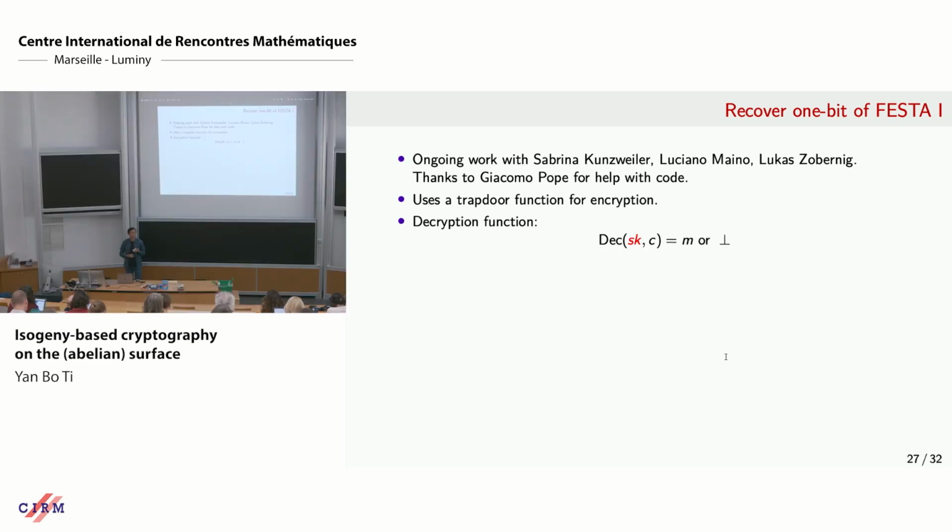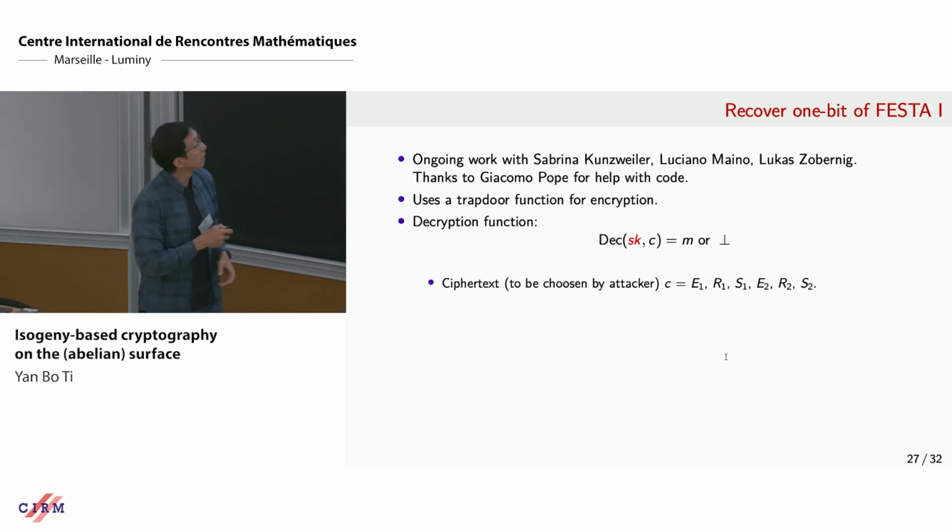The decryption function actually looks like this. You put in your secret key, you take your ciphertext, and you either output the message or you output a failed statement, okay? The ciphertext can be chosen by the attacker, because the attacker provides this ciphertext to some decryption oracle, right? So I can choose any ciphertext I want. It doesn't have to be the correct ciphertext. I can choose it and change it according to what I want.